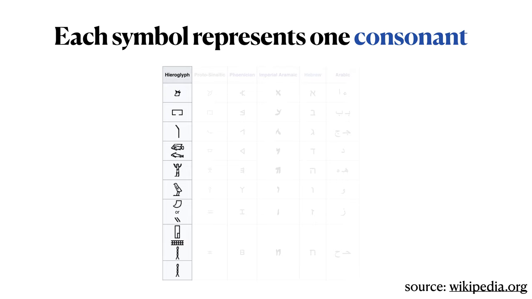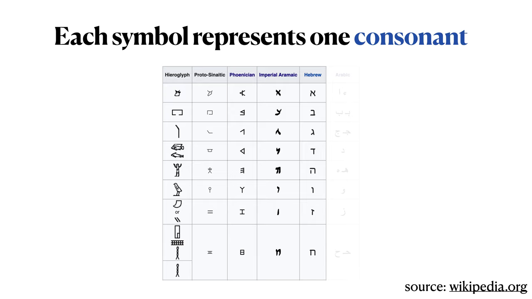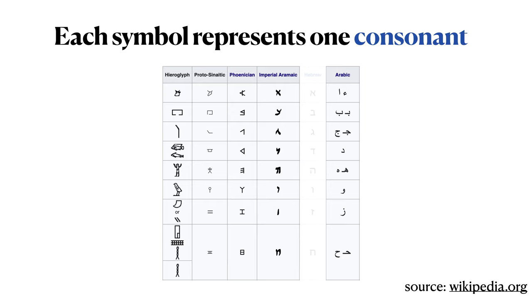Let's look at the symbols in these systems. This table was taken from Wikipedia. We first see the Egyptian hieroglyphs that later developed into Proto-Sinaitic symbols in the Proto-Sinaitic abjad, representing consonants, and then into the Phoenician abjad, still representing just consonants. And from Phoenician developed the Imperial Aramaic writing system. The Hebrew writing system developed from the Aramaic symbols, and you can see here the similarities. Separately, Aramaic symbols developed into Arabic symbols. Also, the similarity can be seen here.